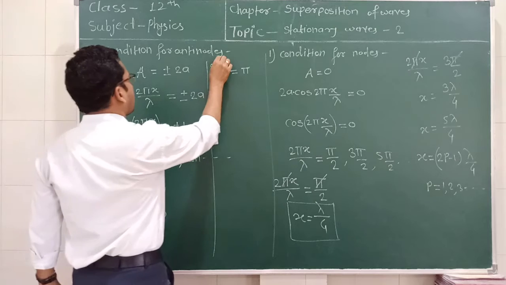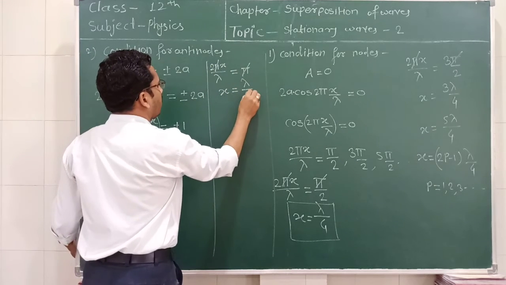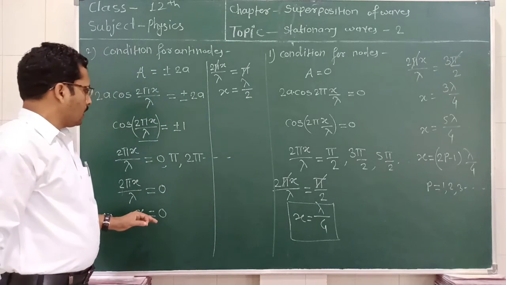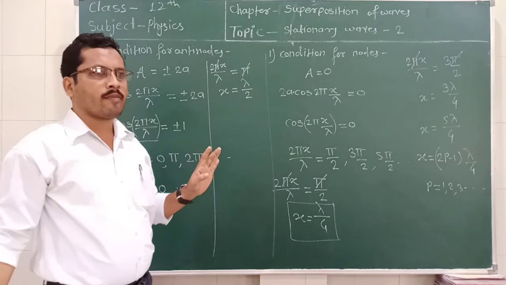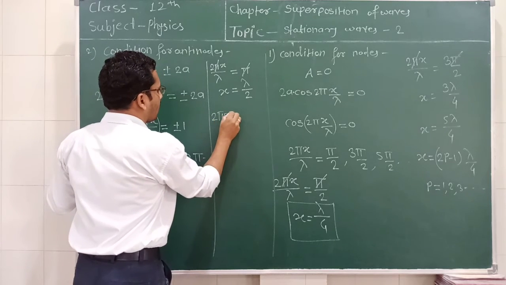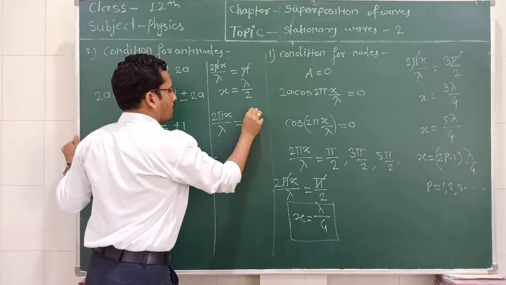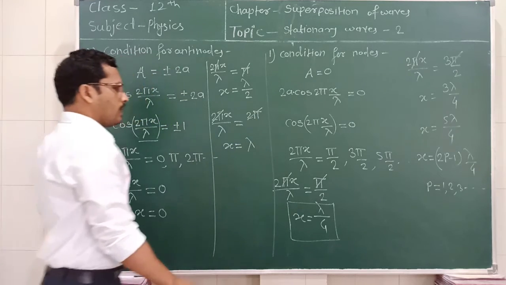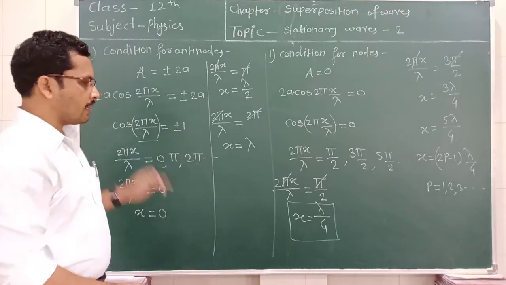Okay, so this pi and this pi get cancelled and we can write x is equal to lambda by 2. So, after the formation of this wave at x equal to 0, the next antinode will be formed at x equal to lambda by 2. We are going to again equate 2 pi x upon lambda is equal to, what is next? Next is equal to 2 pi. So this 2 pi and 2 pi get cancelled, therefore we can write x is equal to lambda. So the next antinode will be formed at x is equal to lambda.